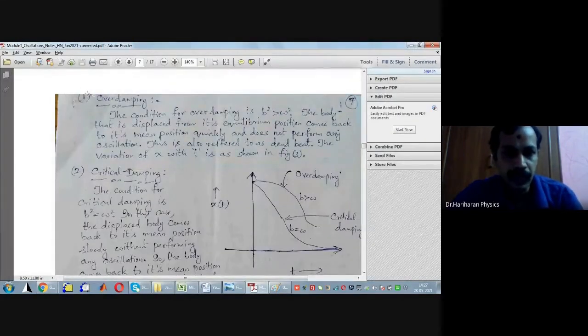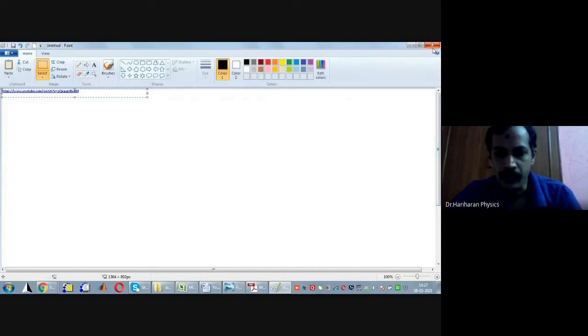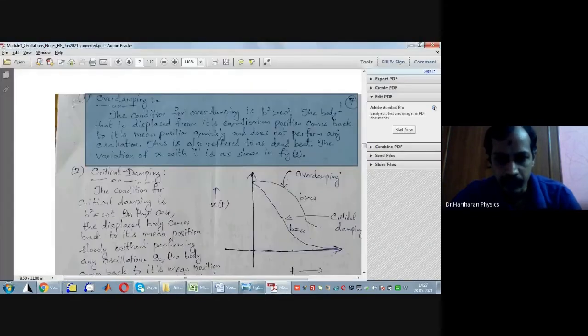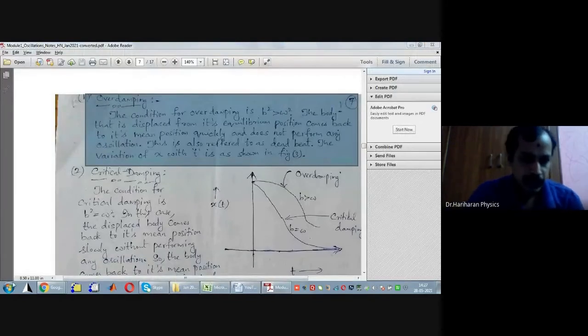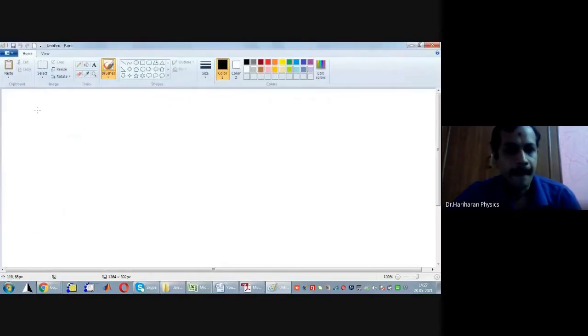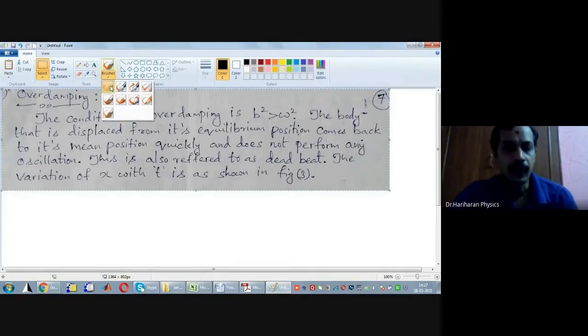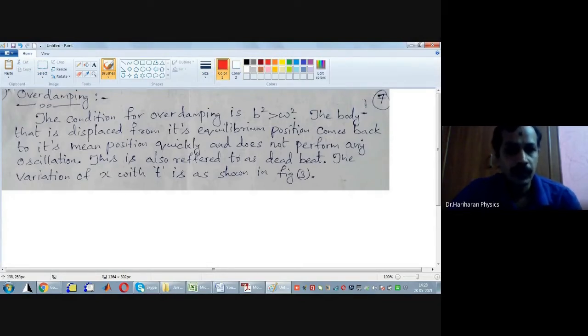on it. So what is the condition for over damping? Look here. Take paint. Yeah. So what is the condition for what is over damping? Look here. What is over damping? It's my cursor. Yeah, is this. So what is over damping?